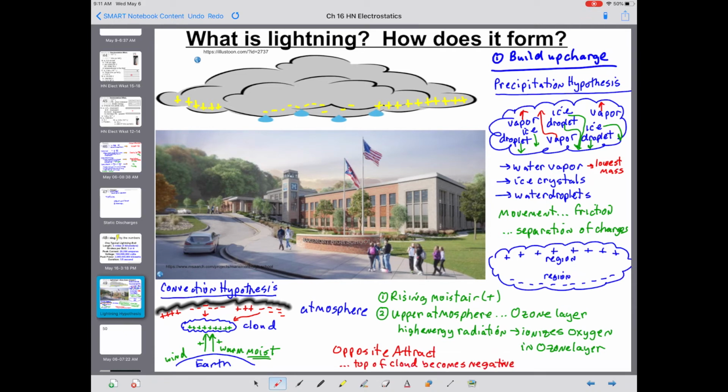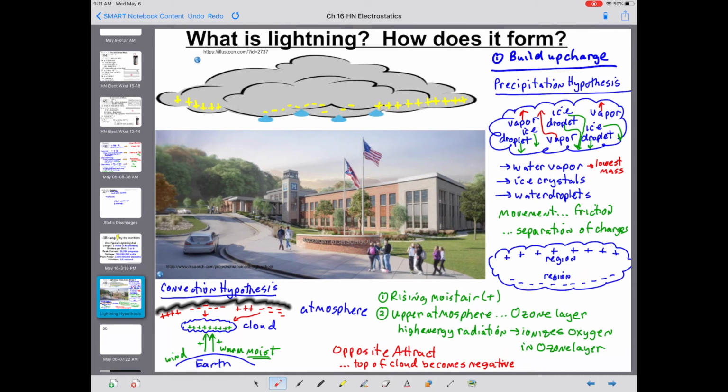These are two processes that we observe that are going on in clouds. The precipitation hypothesis, the circulation of vapor, ice, and droplets to result in regions of charges, and the convection hypothesis, the rising moist air, and then the charges being attracted down from the ozone layer. In the end, we don't fully understand everything that is going on with charges. There are a lot of processes. These are two of the major processes.